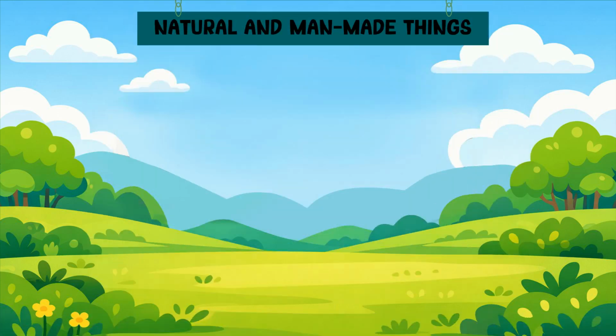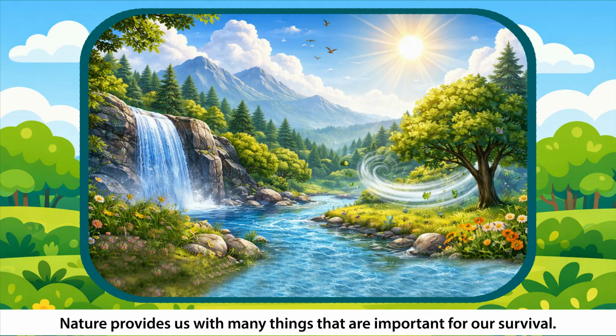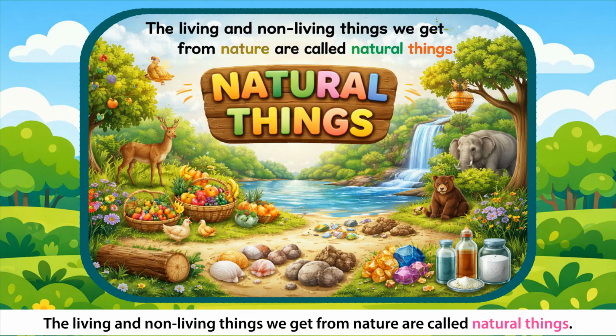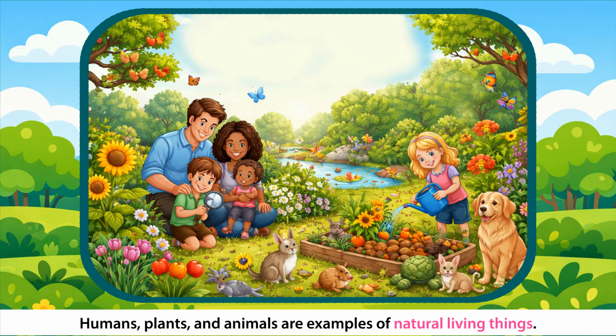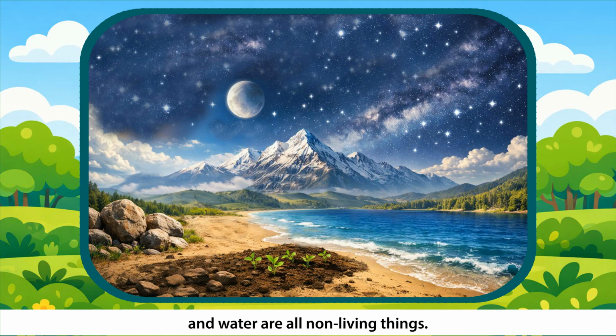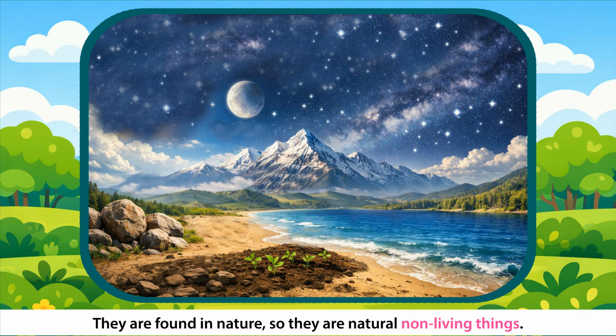Natural and man-made things. Nature provides us with many things that are important for our survival. For example, we need water to drink, air to breathe, and light from the sun. The living and non-living things we get from nature are called natural things. Humans, plants, and animals are examples of natural living things. The sun, the moon, the stars, mountains, rocks, sand, soil, air, and water are all non-living things. They are found in nature, so they are natural non-living things.